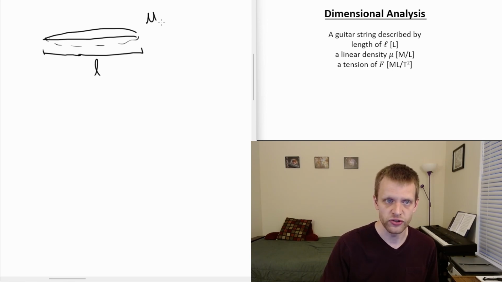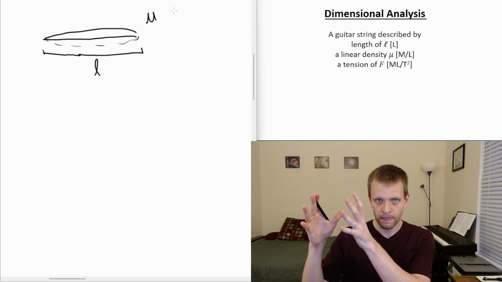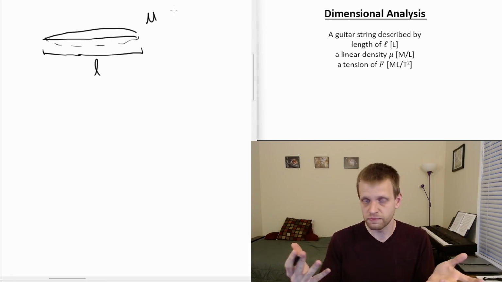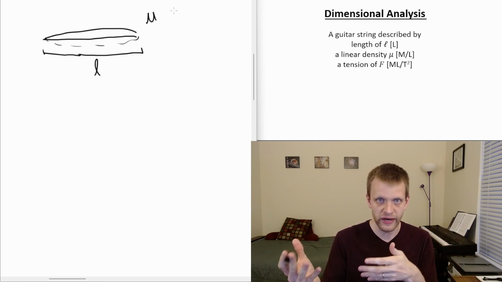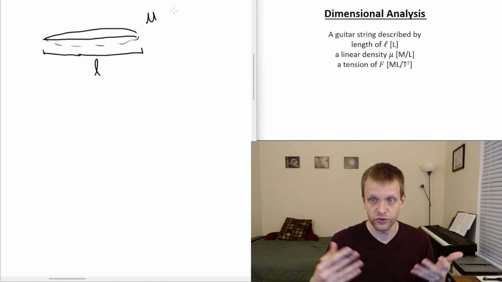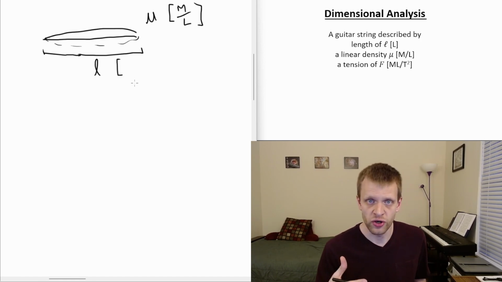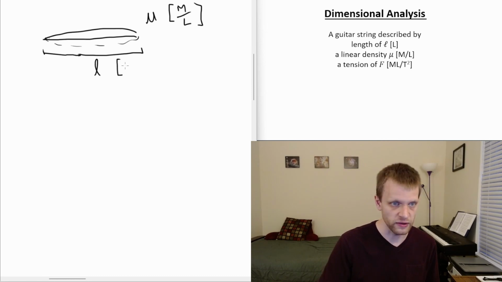We can talk about the density of that string. So I'm going to use this Greek letter mu to describe the linear density, as how much mass is there in the string per unit length. How many kilograms per meter or grams per meter. Again, we're just looking at the dimensions, so we can list this as a mass divided by a length. Again, I'm using the square brackets to denote what the dimensions of that quantity are. The length is, again, just a length.